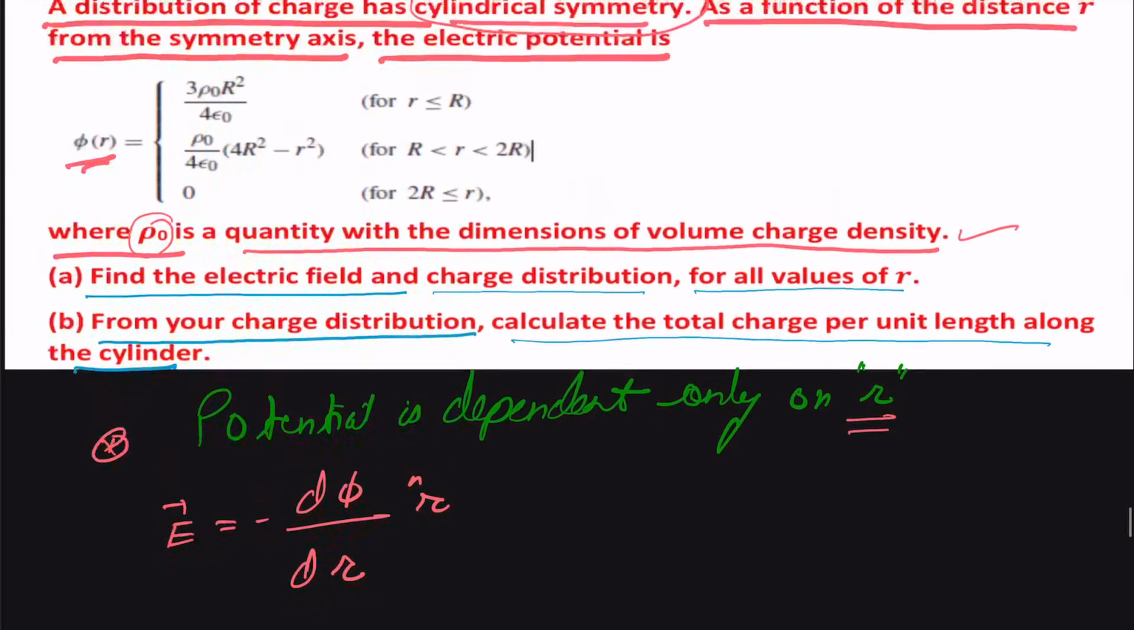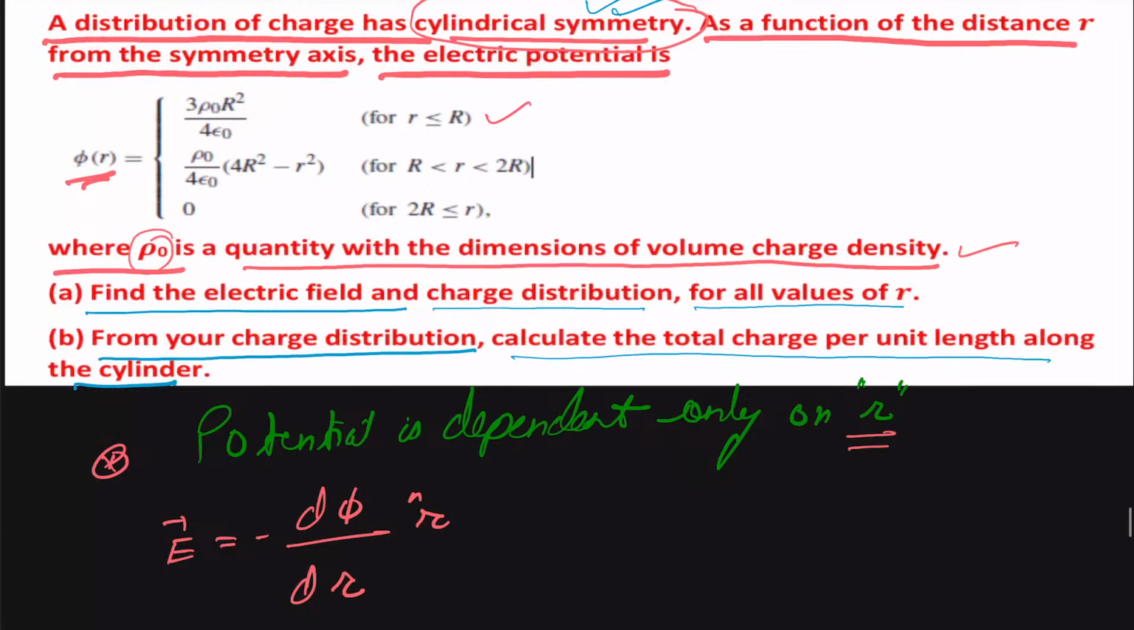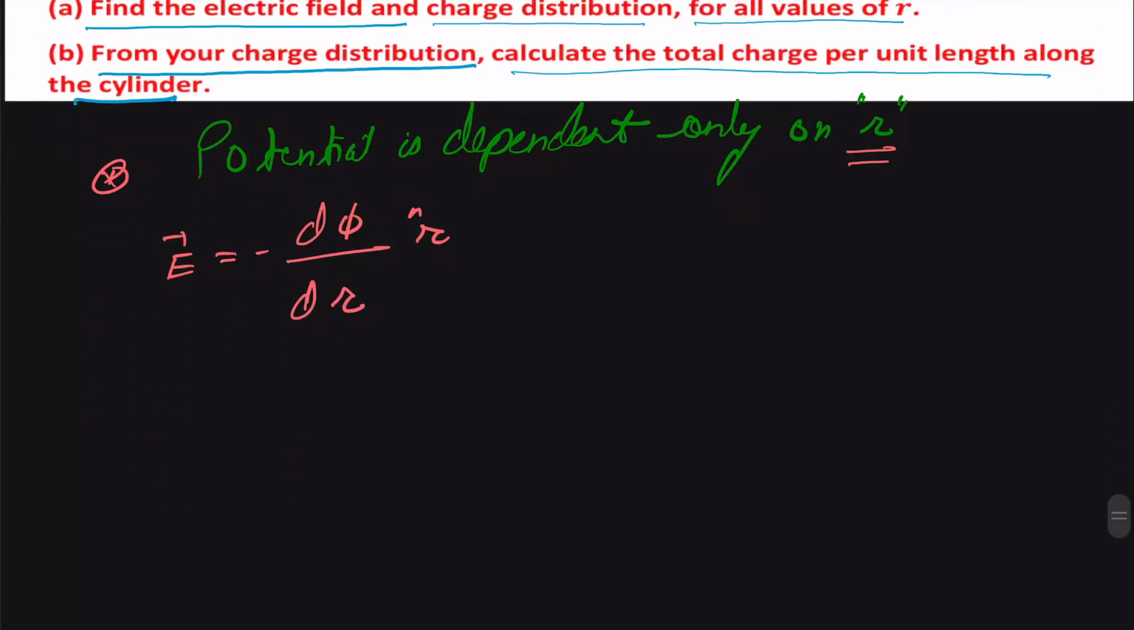So once again, we are given 3 regions: this is region 1, this is region 2, and this is our region 3. Once again, phi is the representation of the potential. We have to keep this in mind. Here, phi is not the representation of the flux. Okay. So let us start with region 1.